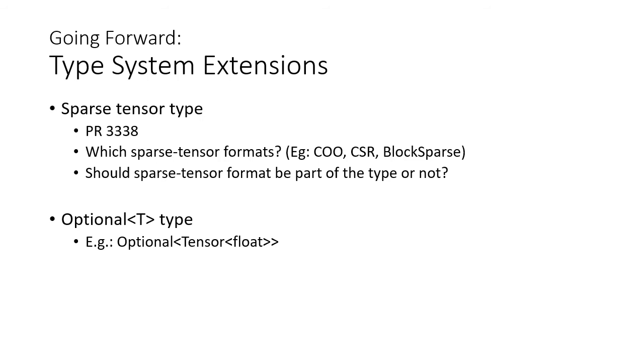The second type extension is to introduce an optional type constructor. So we can, for example, have inputs that are optional tensors. This is a fairly straightforward proposal and should be an easy change.